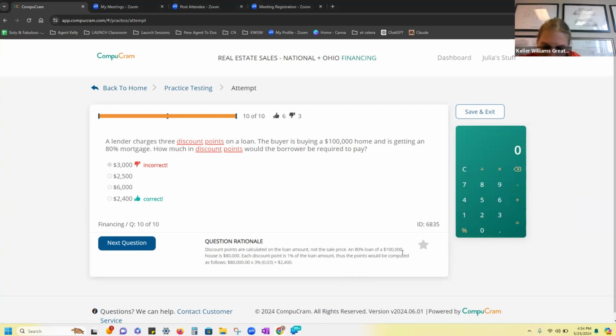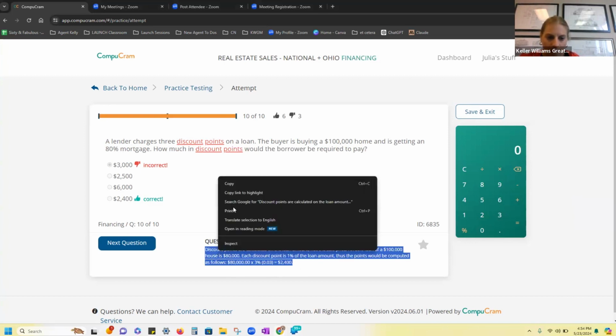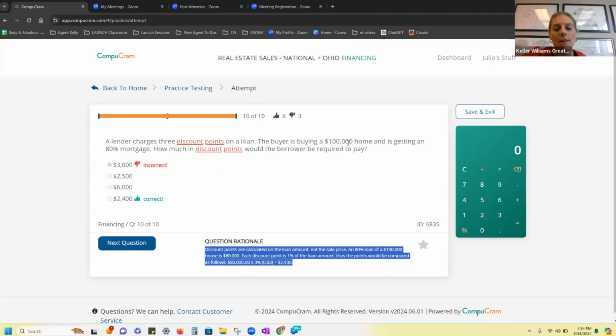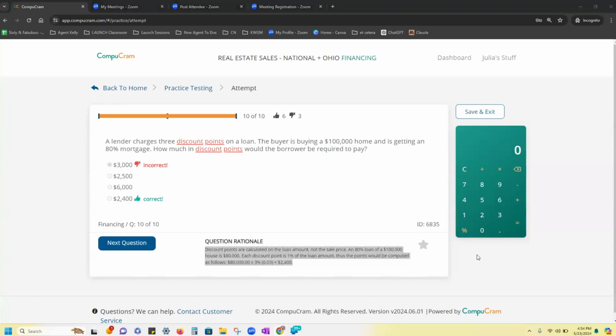So 80% of 100,000 is going to be 80,000, and then each discount point is 1%. So what they did is 80,000 times 3%, because they had 3 discount points, and they got 2,400. Yeah, that was close, because you were doing it off of 100,000, so you would actually just do the 80% of 100,000, which is then 80,000. It got me too. Yeah, and all these are confusing, but I'm glad it explains it. It helps. For sure.